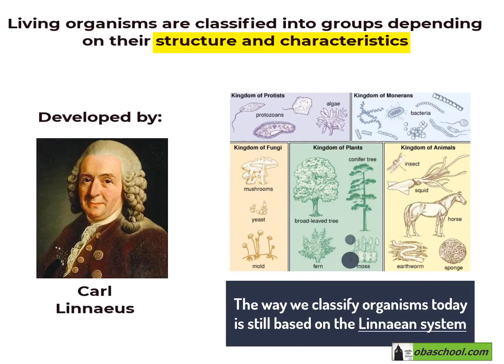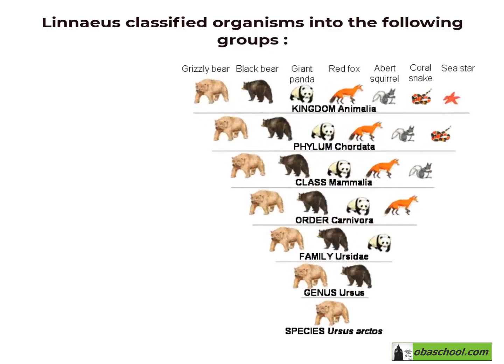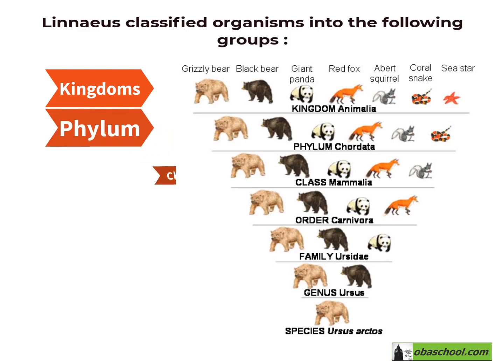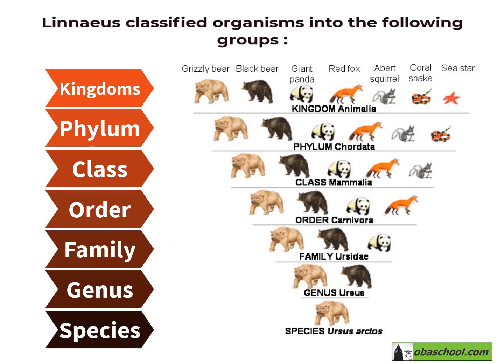The way we classify organisms today is still based on the Linnaean system, which is also called the natural classification system. So how did Linnaeus classify the organisms? Well, Linnaeus classified organisms into the following groups. First, we have the kingdom, then the phylum, then the class, followed by the order, family, genus, and finally the species.